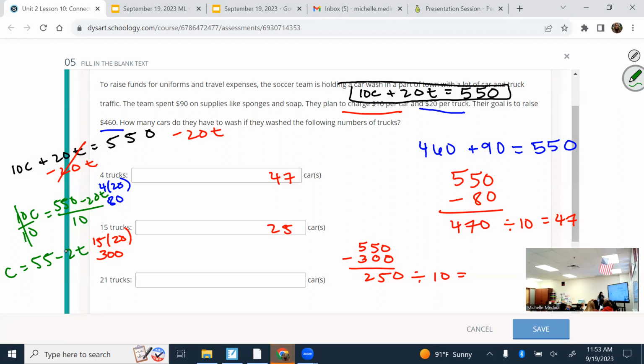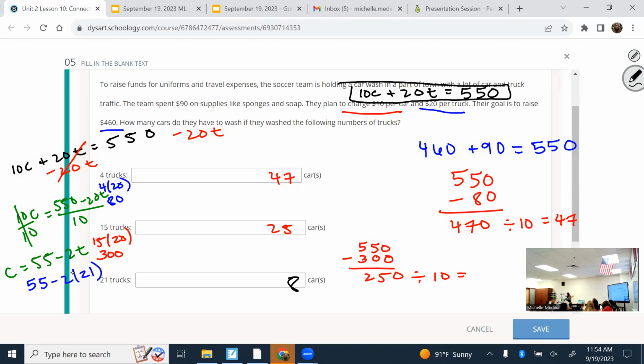So if I kept going, with 21 trucks, I could plug T into this one, which now makes it easier to solve for C. I could do 55 minus 2 times 21, and that gives me 8 cars, right? Did you guys put that for this one? Those of you that kind of work ahead. So that could be another way that you do it. That might even be easier.